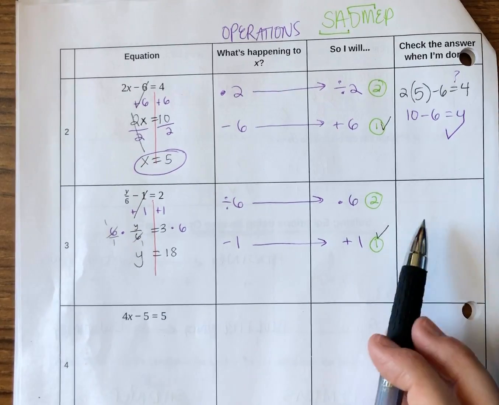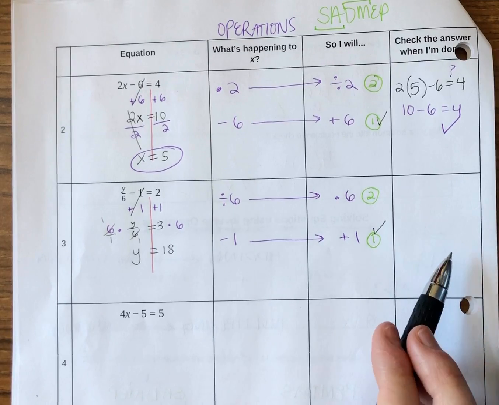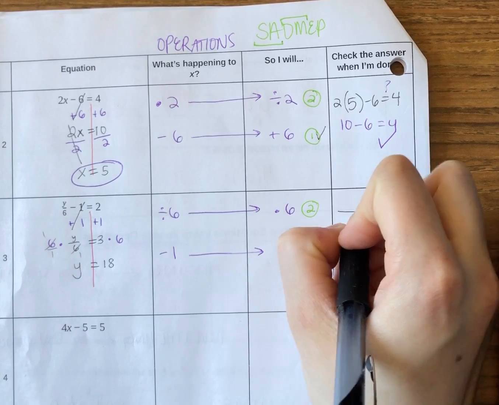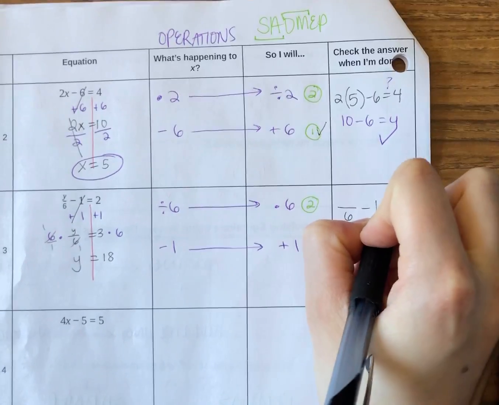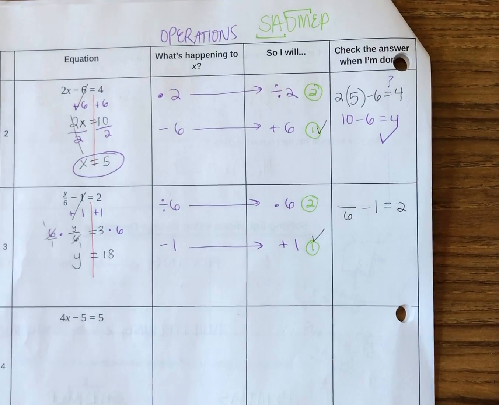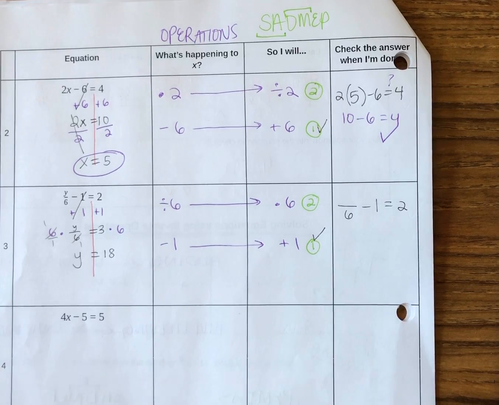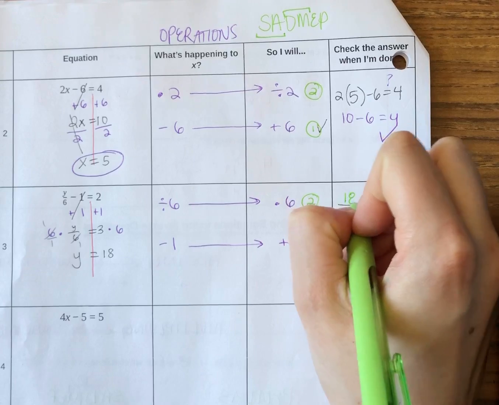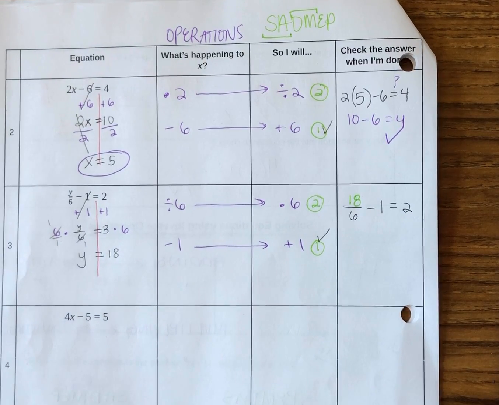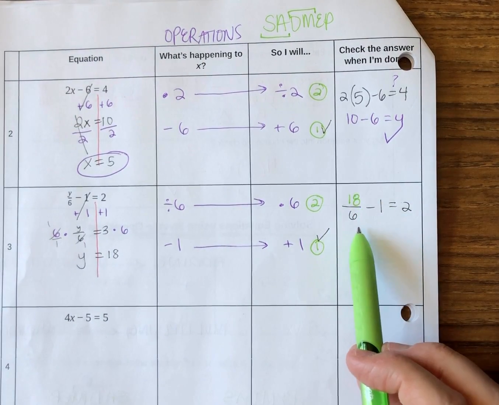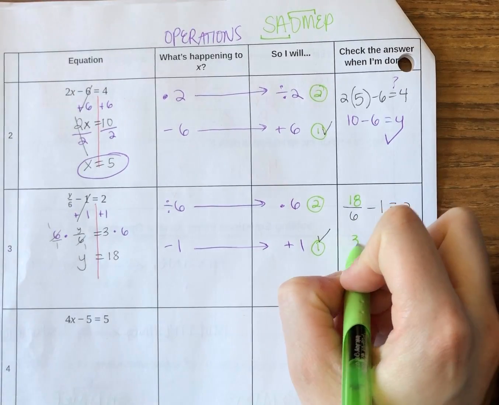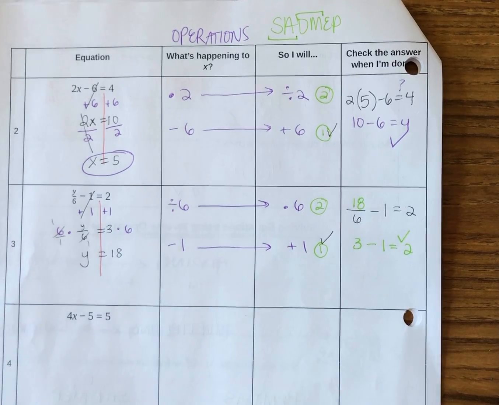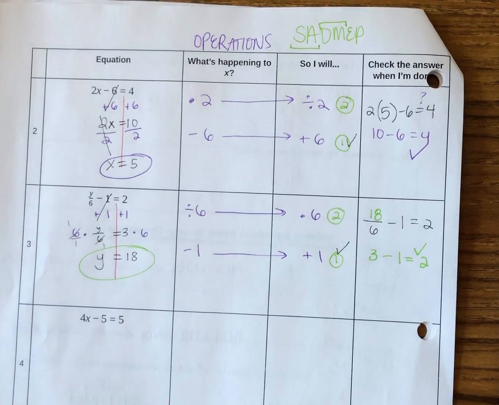But to be sure, I'm going to go back and check in my original equation. So to check, I take my equation as it was at the very beginning, but instead of my variable, I now put in the number I think it's worth. So I think my variable is worth 18. I'm going to check that out. Well, if I take 18 and divide it by 6, that's 3, and if I subtract 1, I do get 2. So it checks out. That's my answer.